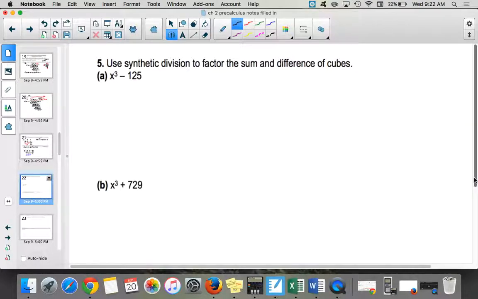All right, so use synthetic division to factor the sum and difference of cubes. So we can do that. If I have x cubed minus 125, do you at least know what the first parenthesis is? If I was writing this as something cubed, do you guys remember what's being cubed? X minus 5, right? So that's what we're going to divide by. We're going to take x cubed minus 125 and divide by x minus 5.